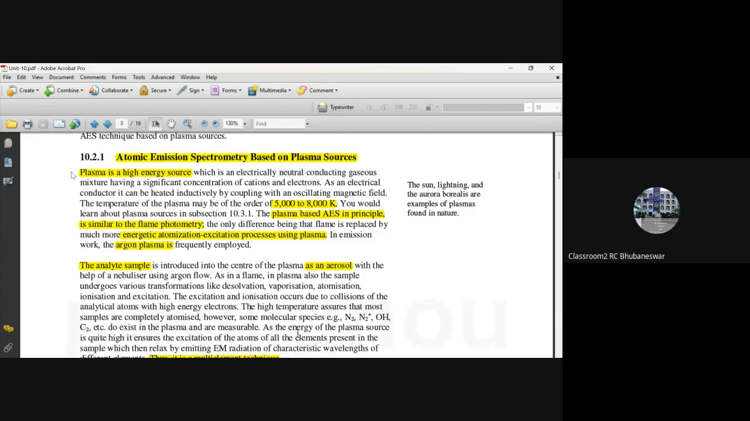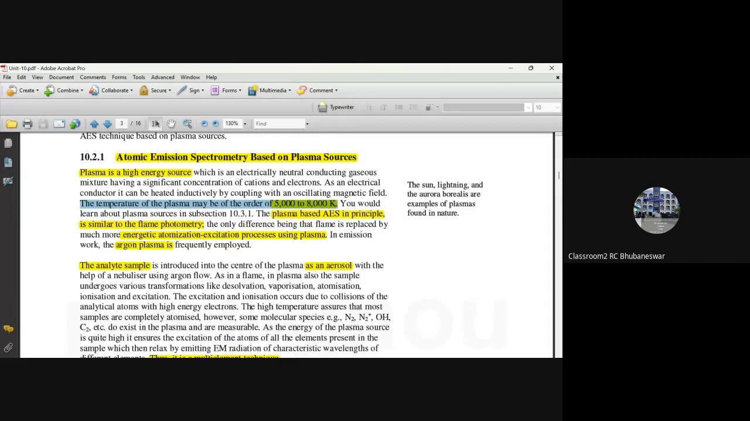So it is a high energy source, an electrically neutral conducting gaseous mixture having a significant concentration of cations and electrons. As an electrical conductor, it can be heated inductively by coupling with an oscillating magnetic field. So you can provide oscillating magnetic fields to have an inductive effect, and the temperature of the plasma may be of the order of this.